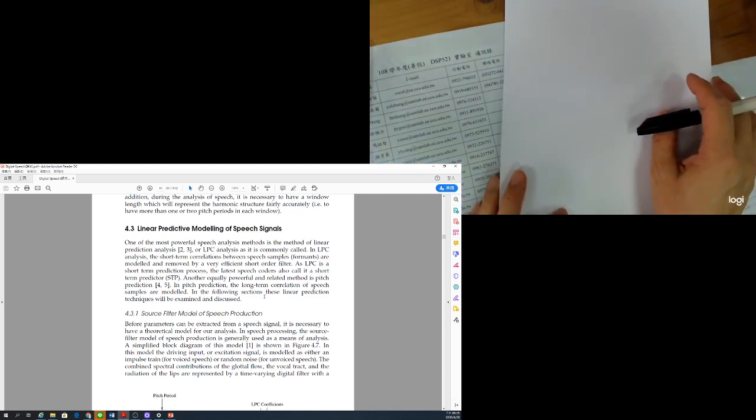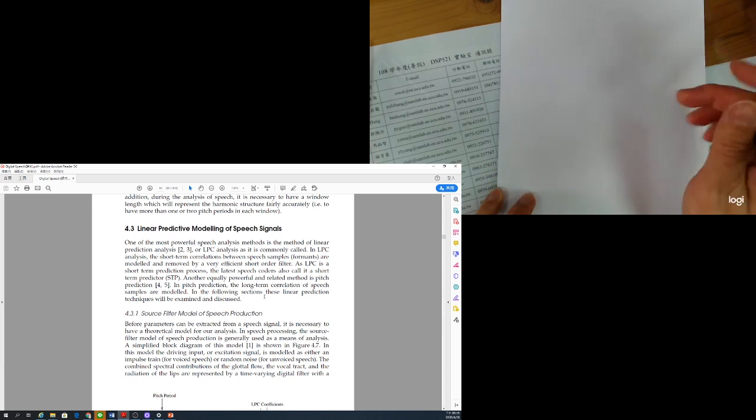Sometimes it's a formant model, removed by an efficient short-order filter. So we call this one linear prediction coding. Linear prediction coding is a short-term prediction process. In the latest speech coders, we call this short-term prediction, and in pitch, we call it long-term prediction. Why is one called short-term prediction and the other long-term prediction?